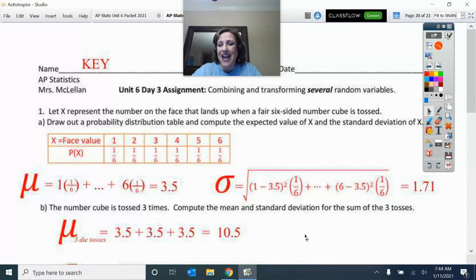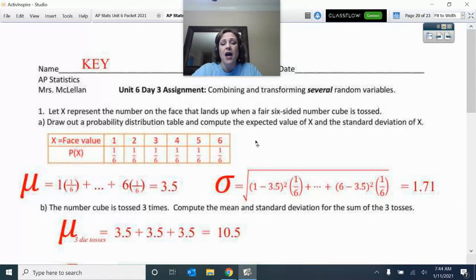Okay, so this first one asked us to complete a probability distribution of the expected face value on a die. So that's what that table is, that probability distribution. You're saying what the face values are and then the probability of those. They were equally likely. So then the mean would be the first value times its probability plus all the way up to the last one times its probability. Now, remember that you can do this sequence if you have the table drawn out, which makes it easier.